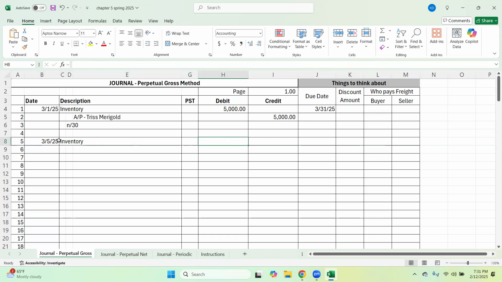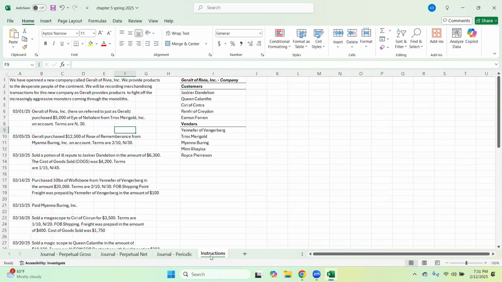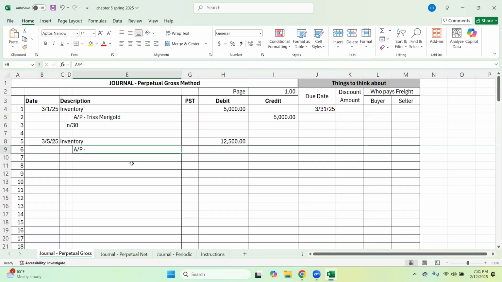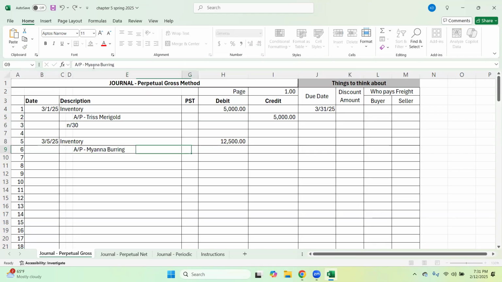Okay, there's my inventory, 12,500. And I'm going to have to go back in and look because it's a weird name, because that's what I did. I picked all these weird names. And you can see my customers and vendors right here. And so that was Myanna Burring. Okay, we owe them money.